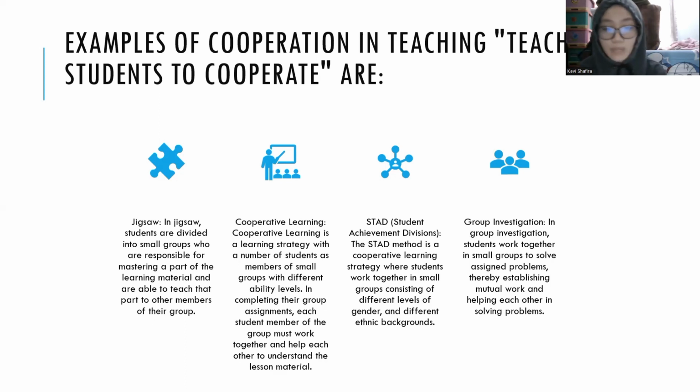Third is STAD, which stands for Student Achievement Divisions. The STAD method is a cooperative learning strategy where students work together in small groups consisting of different levels, genders, and ethnic backgrounds. And the last is group investigation. In a group investigation, students work together in small groups to solve assignment problems, thereby establishing mutual work and helping each other in solving problems.